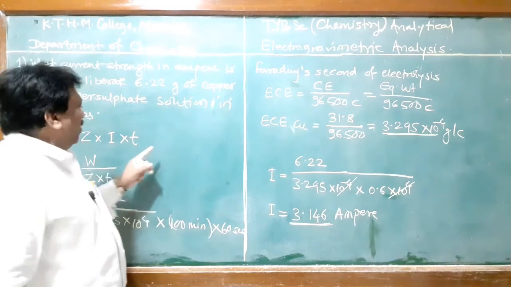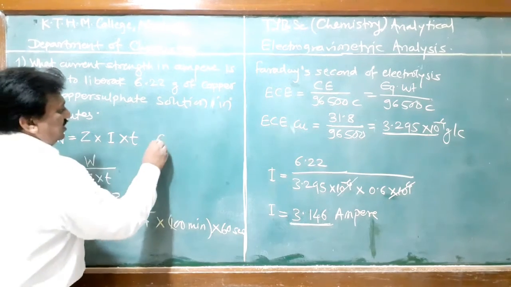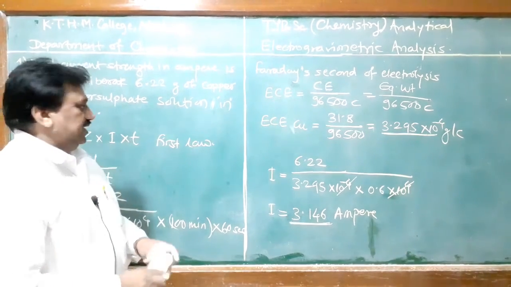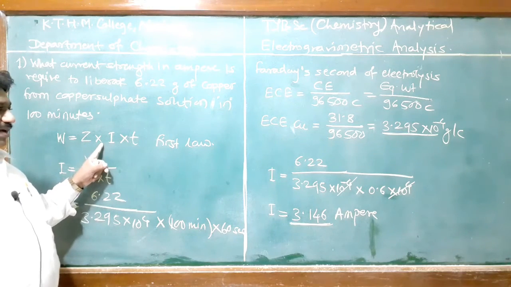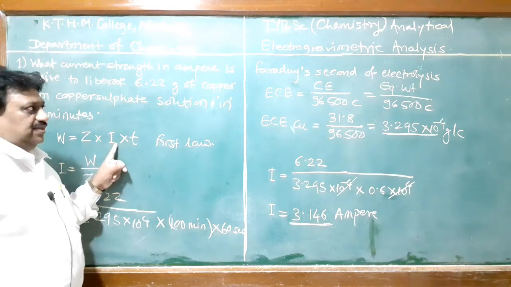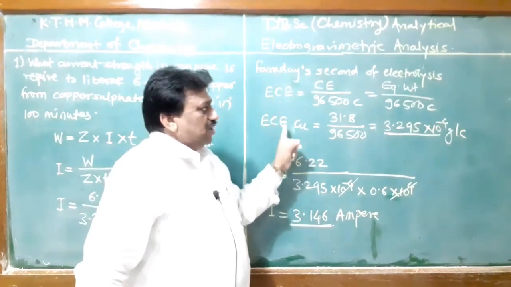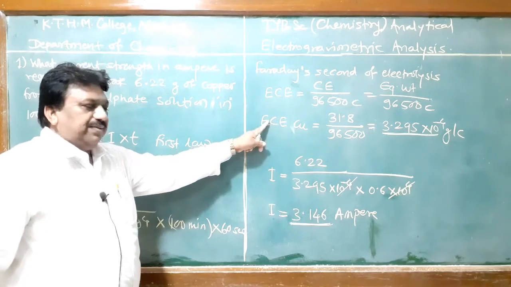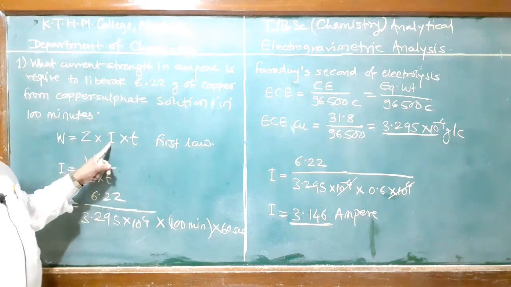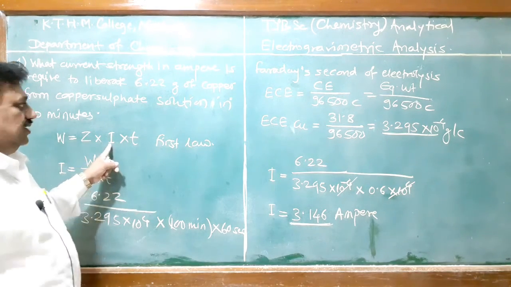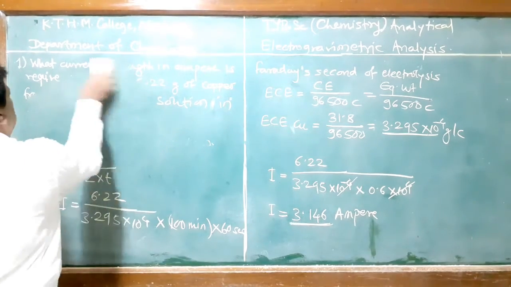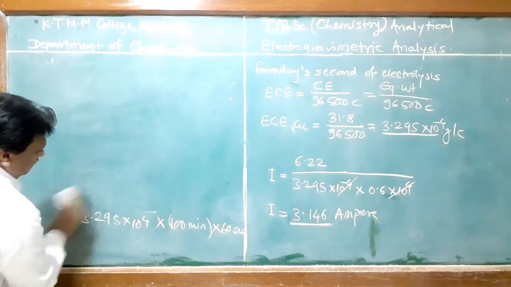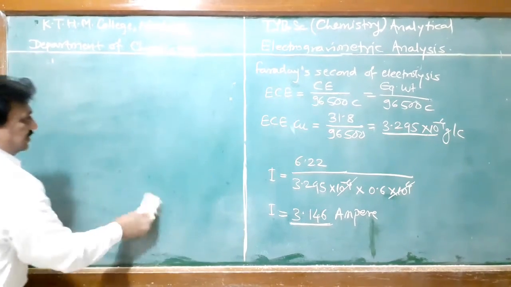Now here we have to apply Faraday's first law as well as Faraday's second law of electrolysis. Faraday's first law we applied for determination of current strength. Faraday's second law we apply for determination of electrochemical equivalent. Therefore, once we know the electrochemical equivalent, then and only then can we find out the current strength. Similarly, we can solve the second problem based on Faraday's law of electrolysis.